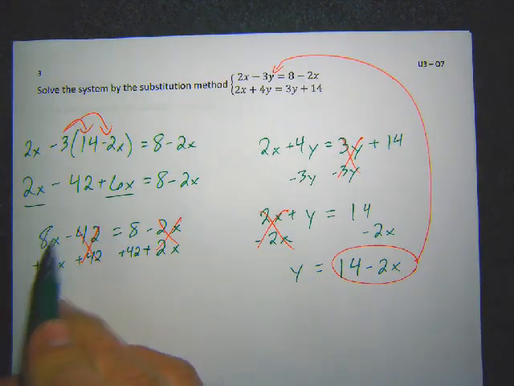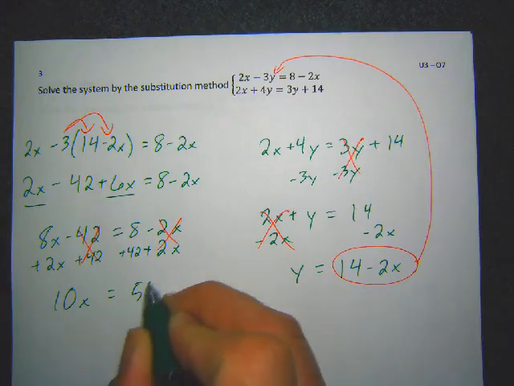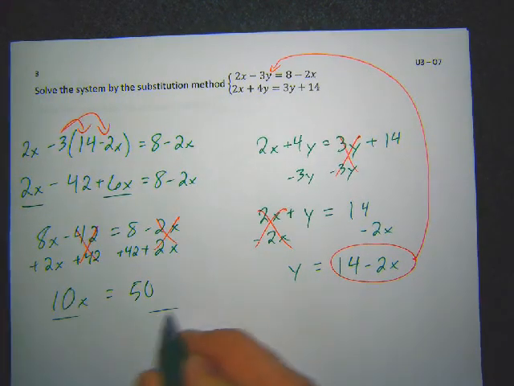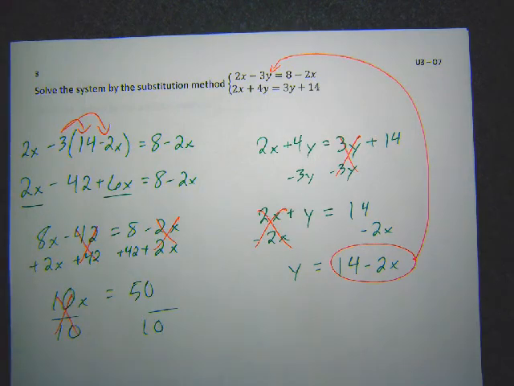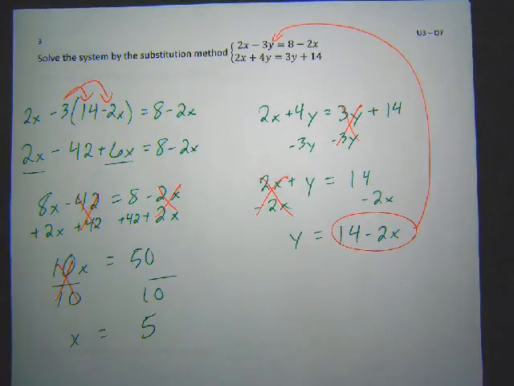That way on this side I have 8x plus 2x gives me 10x. Over here 8 plus 42 is 50. So now I'm ready to divide by 10 on both sides. Get rid of this multiplication. So I just get x. And 50 divided by 10 is 5. So we got the x part.